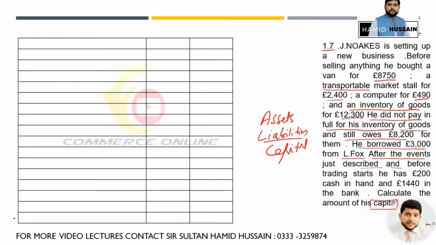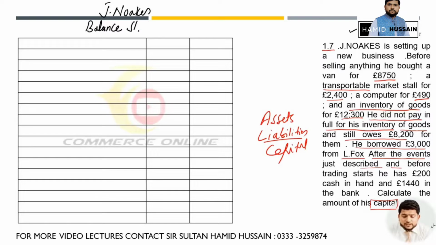If you don't know and you have some problem with what kinds of assets there are, you should watch my lecture in which I have explained what assets are, on my YouTube channel Commerce Online. So let's solve. First you need to write the name of the owner, that is J. Novex. And we need to make a balance sheet.